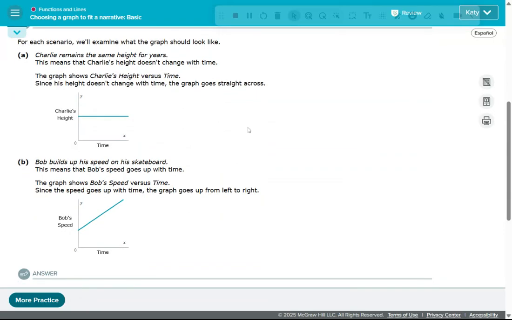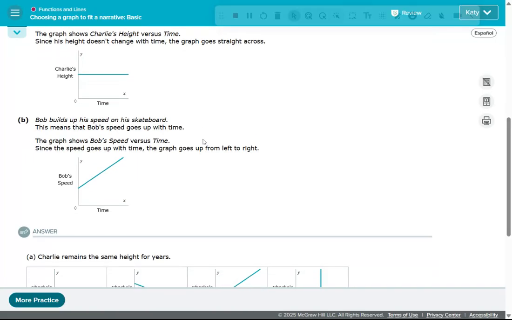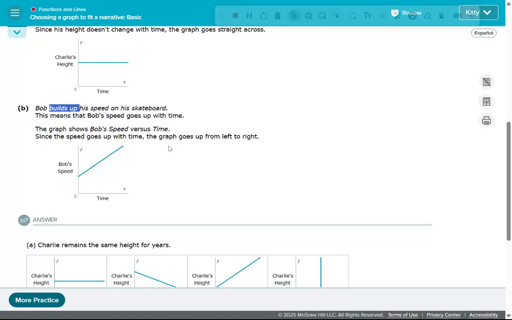So Charlie remains the same height. What's the change? Is it increasing, decreasing, staying the same, no change, or undefined? He's remaining the same height. There's going to be no change in his height over time. Bob builds up his speed on the skateboard. Keyword building up, positive, it's increasing. We're looking for a positive slope.